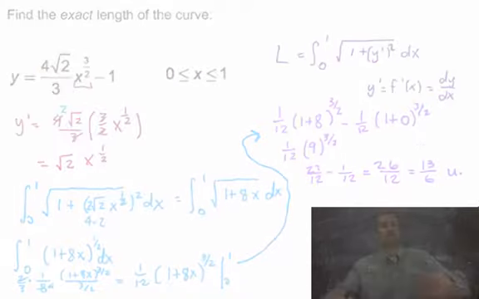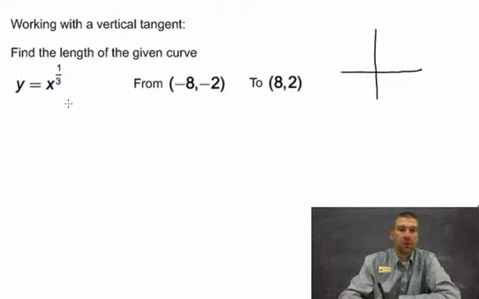as a decimal. Okay, what we're going to do on this problem is deal with a vertical tangent. And if you remember from the old school days, y equals 1/3 x, it looks something like this. We're going from -8, -2, which let's just say is here, to +8, +2, we'll say is here. This graph looks something like this. Okay, and we've got a vertical tangent right here at 0. We're going to have a vertical tangent when x equals 0.